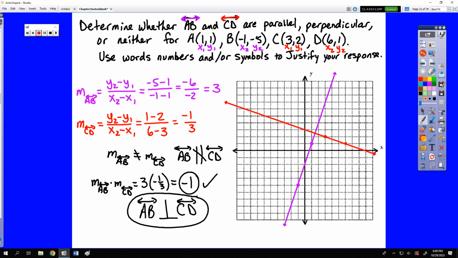Okay, let's do another one. That's the amount of work, by the way, that we would need to show in order to properly justify our response. So on to the next problem.